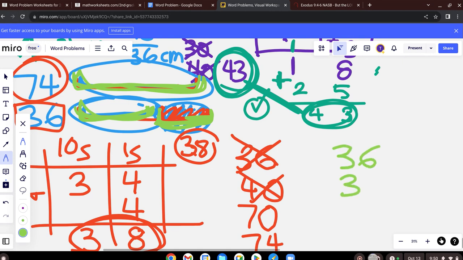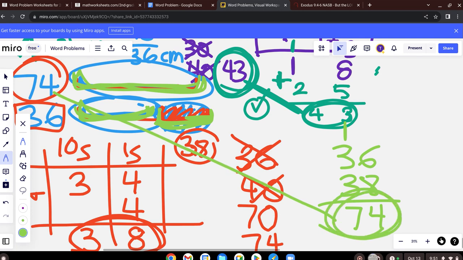What do we add? 38 and 36. 8 plus 6 equals 14. 1 plus 3 equals 4. 4 plus 3 equals 7. 74. Is that the same? Yeah. So the two parts together next to each other equal this big long part that we know. You understand?